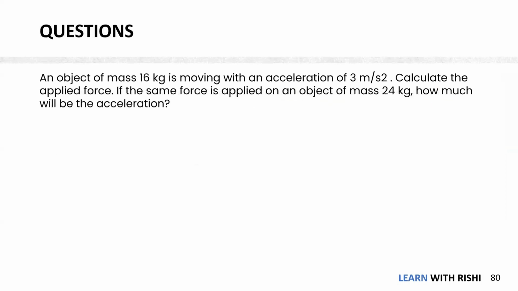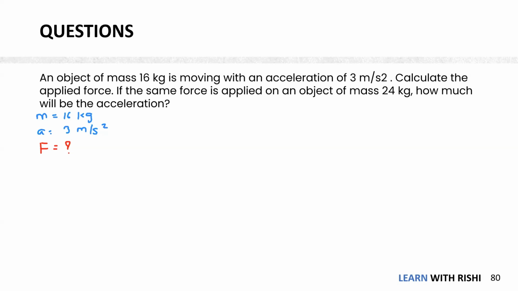Now we have a question related to second law of motion. An object of mass 16 kg is moving with an acceleration of 3 meter per second square. Calculate the applied force. If the same force is applied on an object of mass 24 kg, how much will be the acceleration? So there are two questions here. First, given the mass and acceleration, you have to calculate the force. So let us calculate. Given is mass, that is 16 kg, acceleration 3 meter per second square. We have to calculate the force.